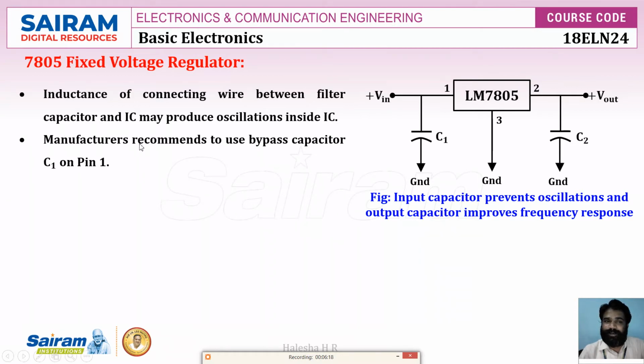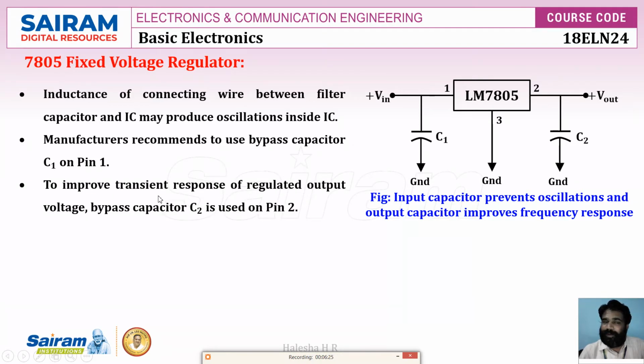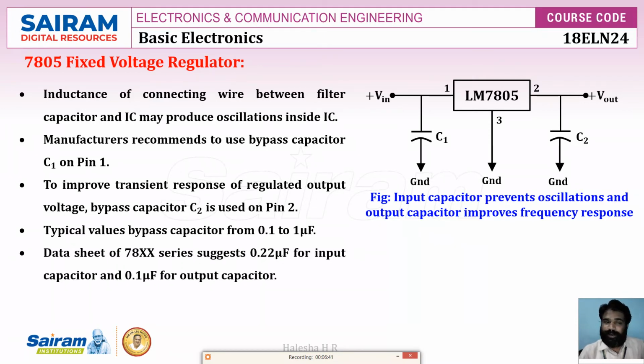So manufacturers recommend using a bypass capacitor. We call it bypass capacitor C1 on pin number 1. And to improve the transient response of the regulated output voltage, bypass capacitor C2 is used on pin 2. So the typical values of capacitors are 0.1 microfarad to 1 microfarad, and these values are given in the datasheets of the 78XX series. That is, it suggests 0.22 microfarad for the input capacitor and 0.1 microfarad for the output capacitor.